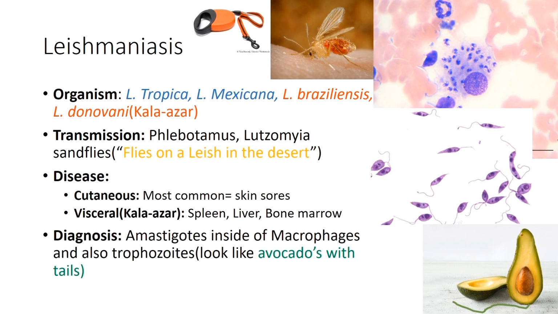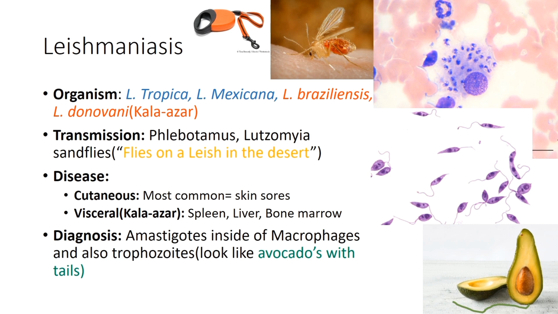All right, and now onto our protozoal and helminth infections of the skin. So the first that we're going to get to is known as leishmaniasis. The organism that causes this has multiple different species, which are Leishmania tropica, mexicana, braziliensis, and donovani, which is the one that causes the internal or visceral Kala-azar.